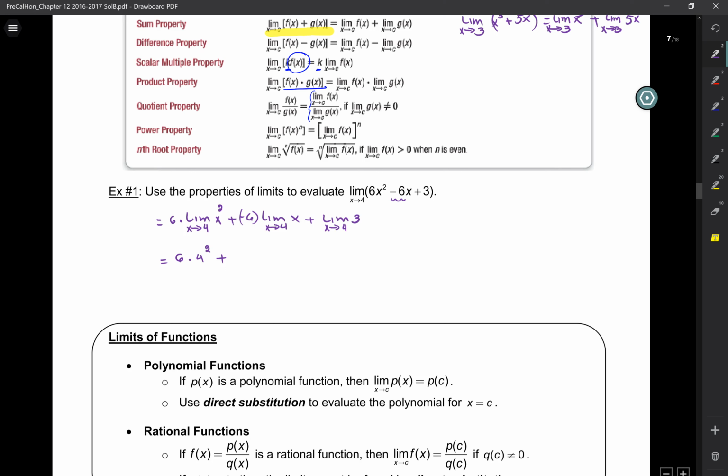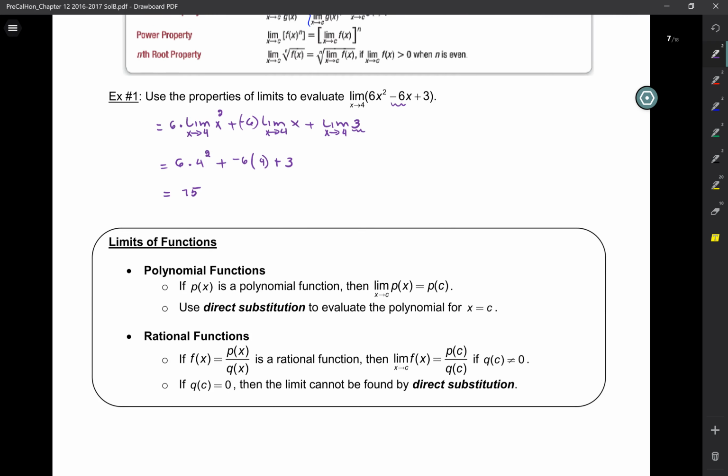plus negative 6 times, okay, if you just have an equation of y equals x, what would be the limit as x approaches 4? 4. Plus, now here you have y equals 3. What does y equals 3 look like? A dot or a line. It's y equals 3, right? So as x approaches 4, what's y? 3. Forever. So it's 3. So at the end of the day, this is just 75.